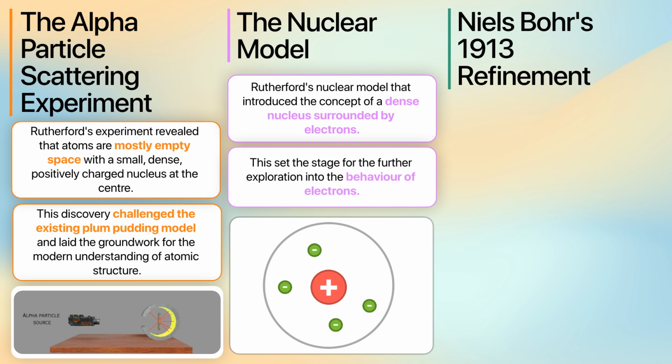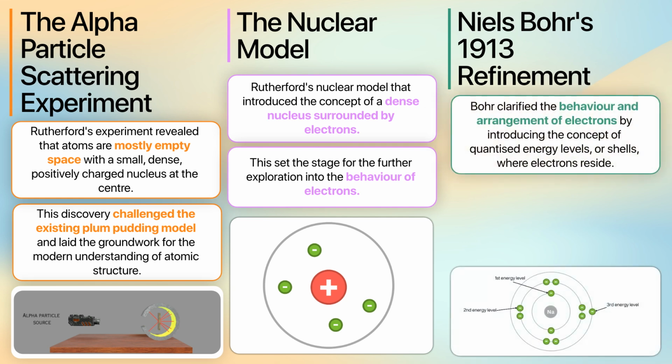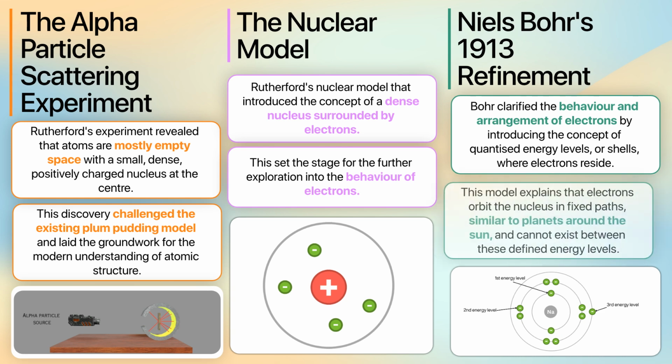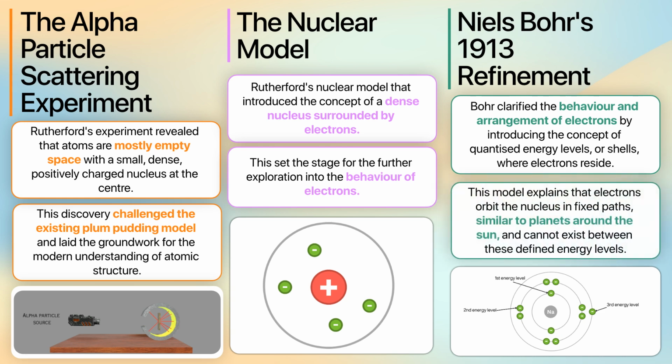Finally, Bohr's refinement of the nuclear model clarified the behavior and arrangement of electrons by introducing the concept of quantized energy levels, or shells, where electrons reside. This model provided a more accurate understanding of electron distribution, explaining that electrons orbit the nucleus in fixed paths similar to planets around the Sun and cannot exist between these defined energy levels.